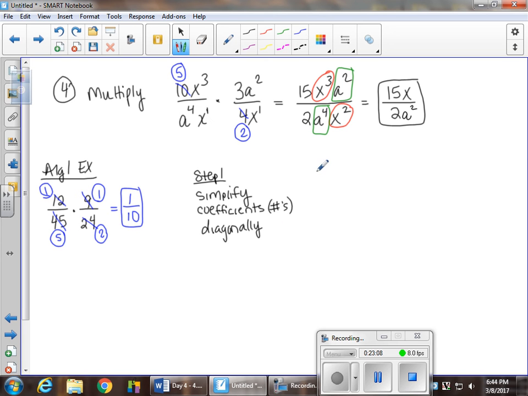Step 2, we multiplied straight across. That should spell multiply. Multiply straight across. And step 3, simplify the exponents.